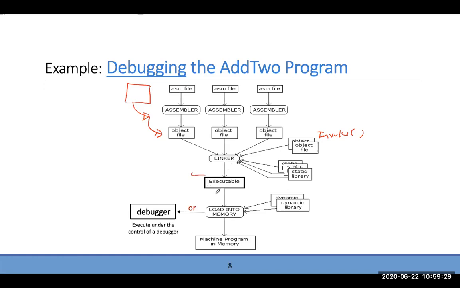Once you have the executable, you can load the file to the main memory right away and run it, or you can load it to the debugger. That way you're going to execute it one instruction at a time, and that's what I'm going to do just in a second. Okay, so that is the whole idea of a debugger.